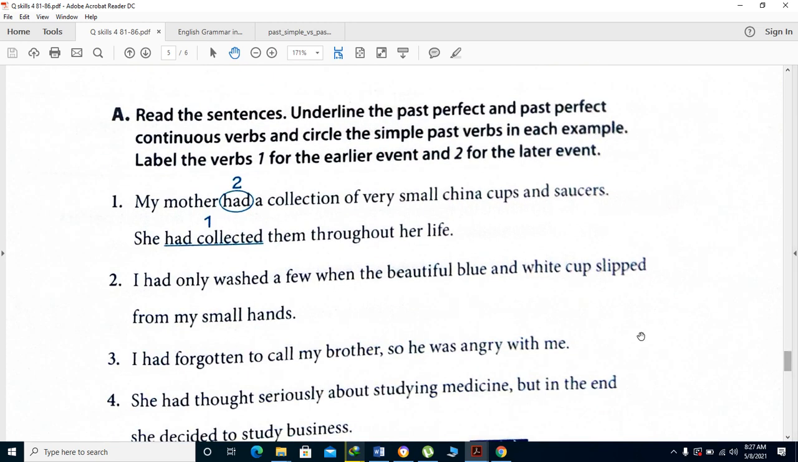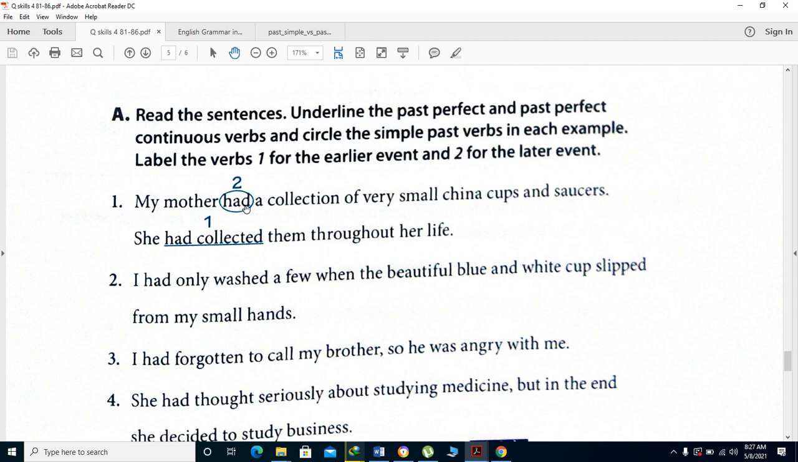Now you have an exercise here. Underline the past perfect and past perfect continuous verbs and circle the simple past verbs in each sentence. So the first example is done for you. My mother had a collection of very small china cups and saucers. She had collected them throughout her lifetime. So this is past tense and it has been circled, and this is past perfect because we know the structure.